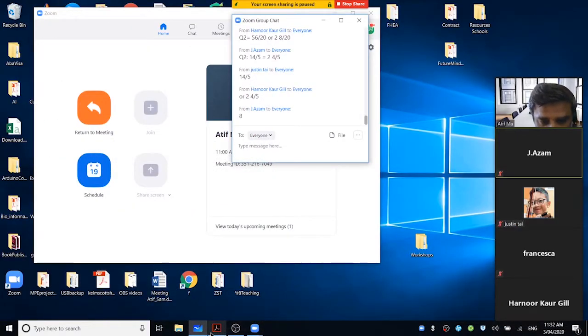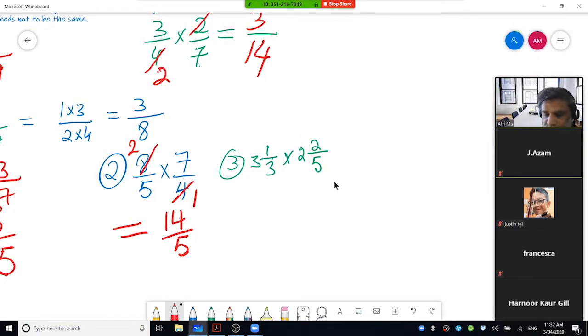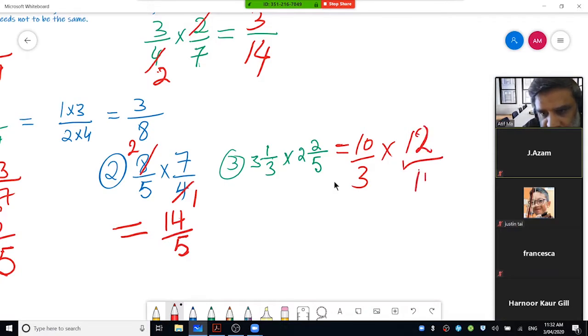Okay, let's see how it goes. So 3 times 3 is 9, 9 plus 1 is 10, so this becomes 10 over 3. And then we have to multiply it. And 5 twos are 10, 10 plus 2 is 12. So it becomes 12 over 10.